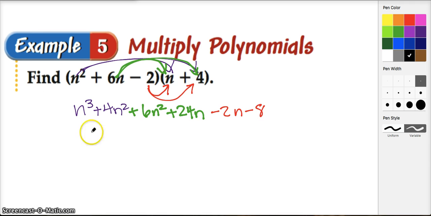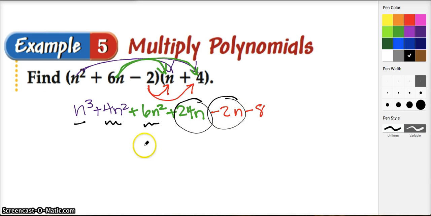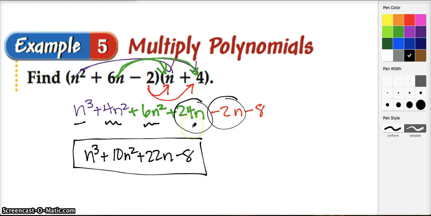Now it's time for me to collect my marbles and join my like terms together. So n to the third power is all by herself, but n squared has a couple of terms. There's a 4n squared and a 6n squared. This single n, or n to the first power, has a couple of buddies, 24n and a negative 2n, and this constant term is alone. So let's go ahead and get it together. I'm left with n to the third power. That was alone. Join these guys together. I get plus 10n squared, and bring these two guys together. I get a positive 22n and a negative 8. Notice none of the terms that are left have anything in common, and so I'm done with that one.